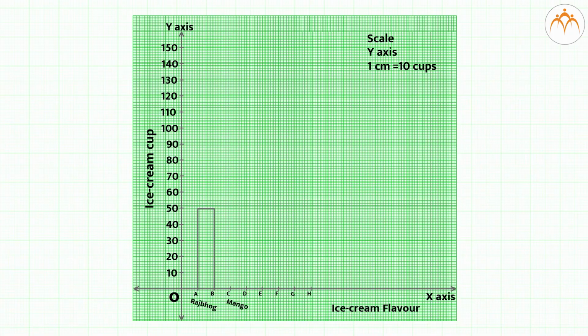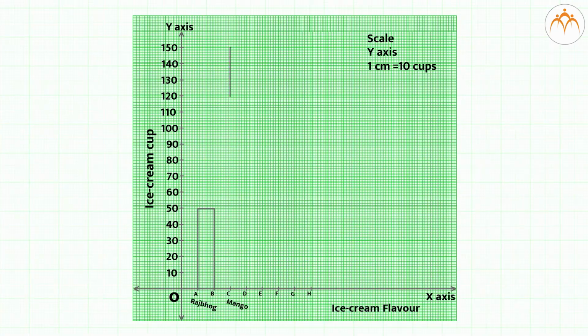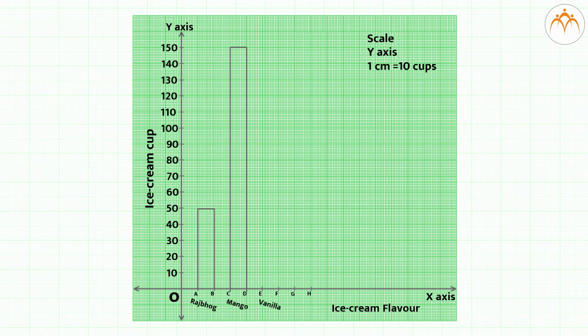Now, till where should we draw the mango bar on the y-axis? Of course, up to 150 cups. Draw it. Excellent. Now Shreya, you draw the vanilla bar. We have to draw bar EF. So it should reach the mark 75. Draw it.